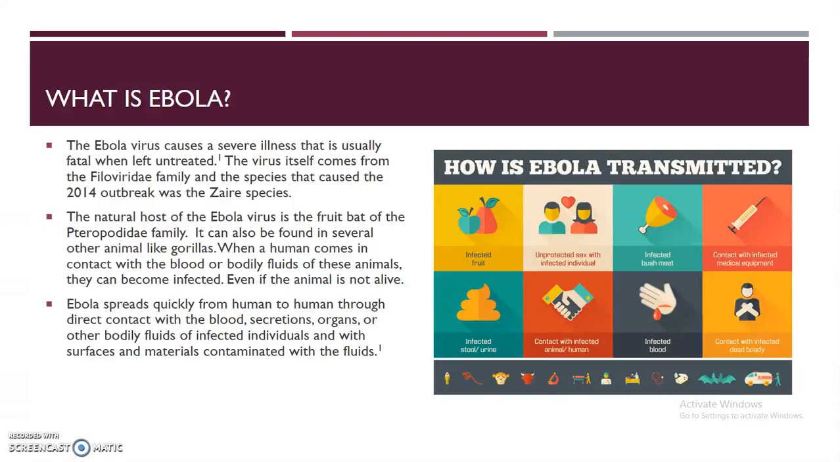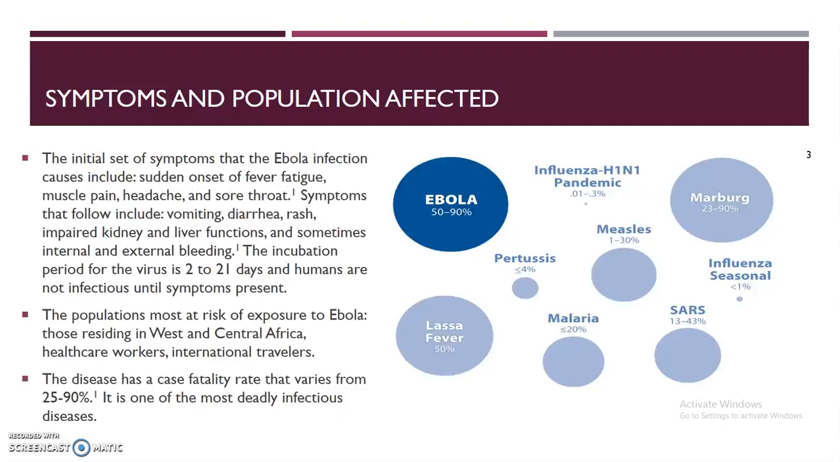It spreads quickly from human to human through direct contact with blood, secretions, organs, or other bodily fluids of an infected person or animal, and with surfaces that might be contaminated. The symptoms include fever, fatigue, vomiting, diarrhea, and sometimes internal and external bleeding. The incubation period is 2 to 21 days, and humans are not infectious until those symptoms start to present.